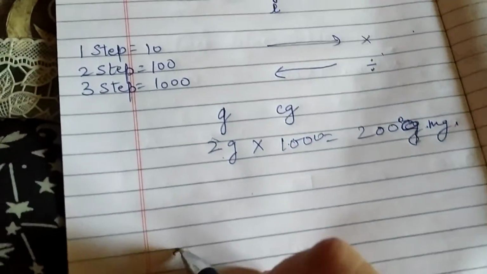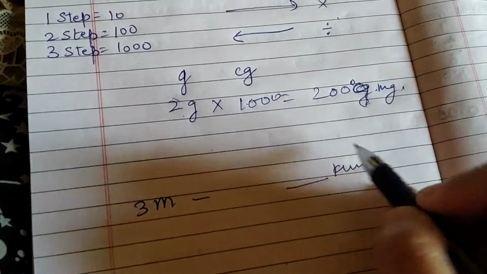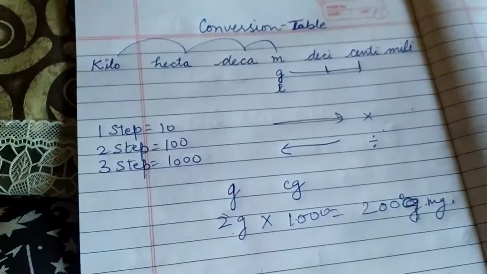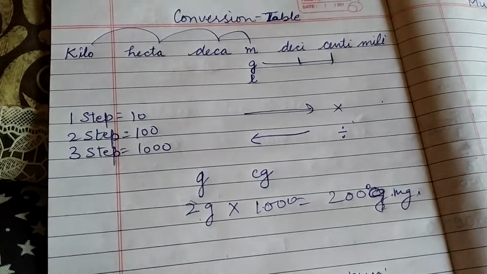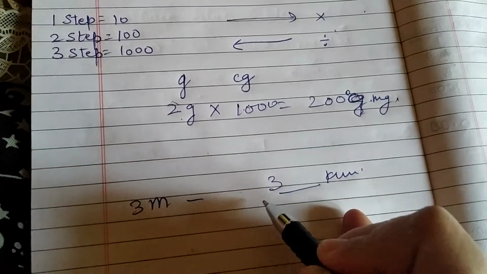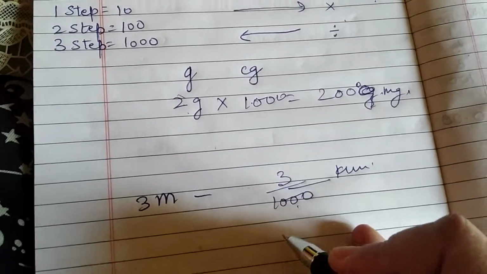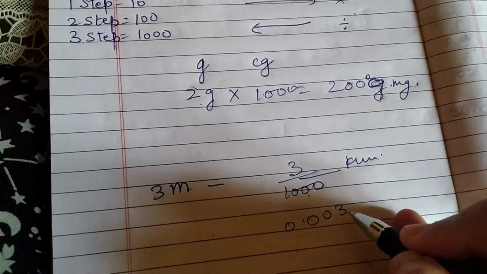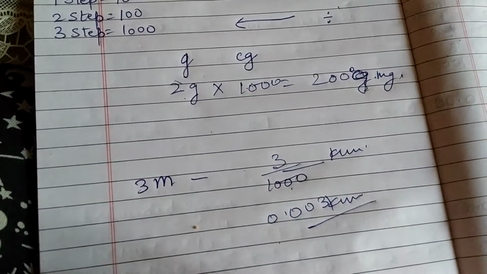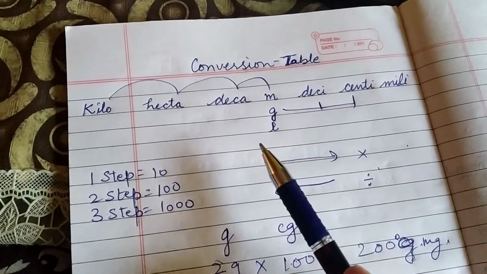On the opposite side, if you are moving to the left side, suppose you have to convert meters into kilometers. If I have 3 meters and I have to change it into kilometers, I am moving to the left side, and how many steps am I moving? 1, 2 and 3. So 3 meters is equal to 3 divided by 1000. That will give me 3 upon 1000 kilometers, which can be converted into the decimal 0.003 kilometers.